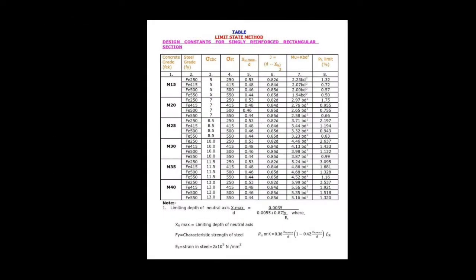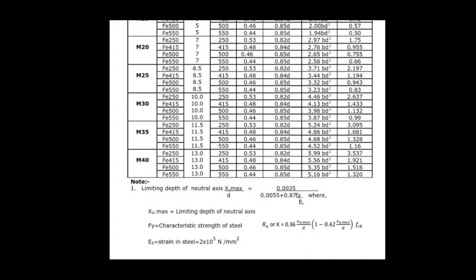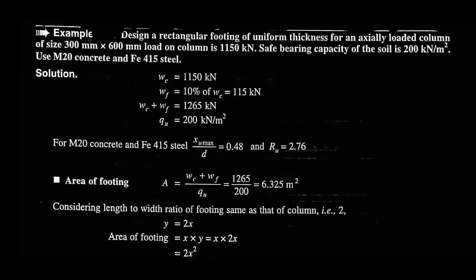So this is the table for M20 grade of concrete and Fe415 steel. The value of Ru or K is 2.76, where Ru is equal to 0.36 xu max by d within bracket 1 minus 0.42 xu max by d bracket closed fck. Okay. So Ru is 2.76 for M20 grade of concrete and Fe415 steel.